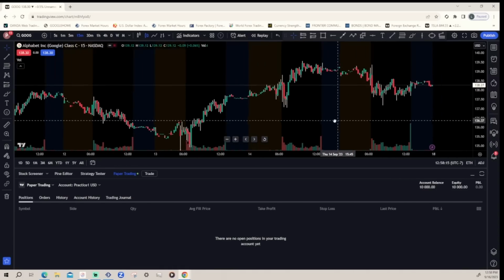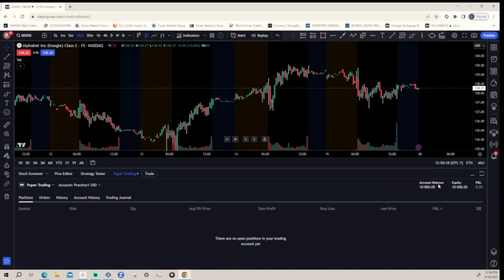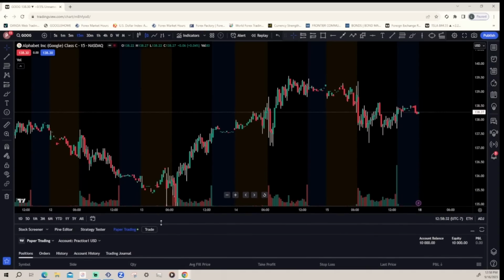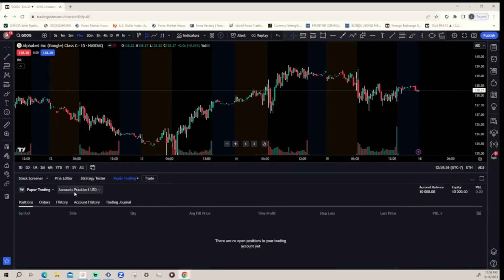Once you've created a paper trade account and put the money into the account, understand that this is all monopoly money. This is not real money. This is all money that you're practicing with, simply so that you can develop a strategy or develop an edge over the market. So just to reiterate, what you want to do is log in, create an account.